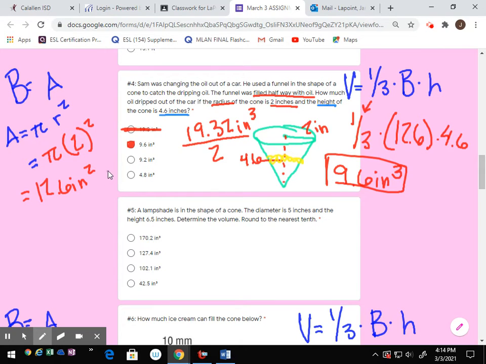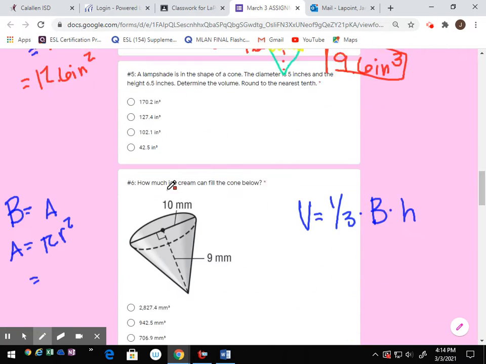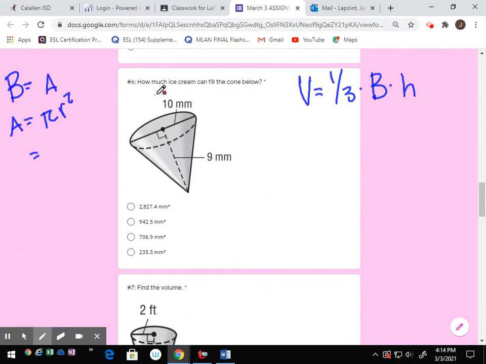Okay, let's get down to number 6. So number 6 says how much ice cream can fill the cone below. So again, I have our volume formula written out, 1/3 times base times height, and big B, our area of the base. Area of the base is equal to, let's see, we have a circle. So area of a circle is pi radius squared.